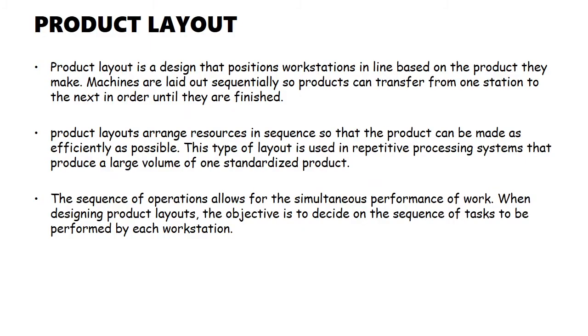So, first we must know what is the product layout. The product layout is a design that positions workstations together based on the product they make. Machines are laid out sequentially so product can transfer from one station to the other station in order until they are finished. Product layout arranges resources in sequence so that the product can be made as efficiently as possible. Usually, this type of product layout is used in repetitive processing systems that have high volume of one standardized product.